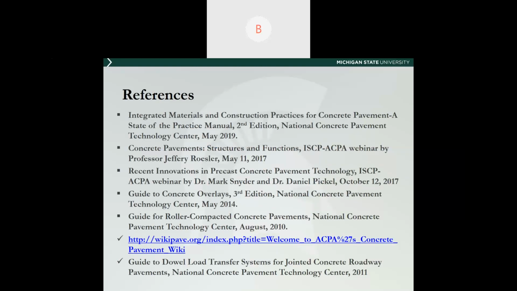These are just some of the references that I have used, and some of these were shown as part of the presentation. So with that, I'll stop the presentation and see if there are any questions.